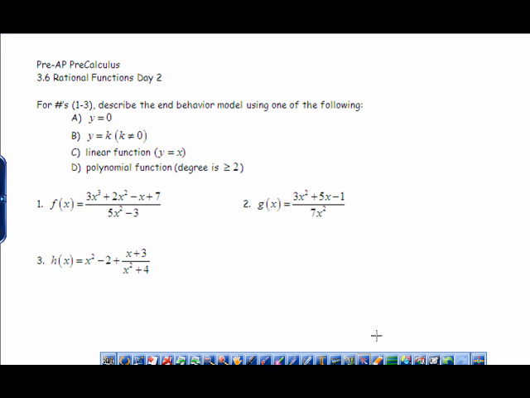Okay, this is the video lesson for 3.6 Rational Functions Day 2. On this first part, it's just going to be a recap of end behavior. And remember, end behavior was either a horizontal asymptote or a slant asymptote, and as we saw, even a parabolic asymptote. First off, remember we have y equals 0 if the degree of the numerator is less than the degree of the denominator.